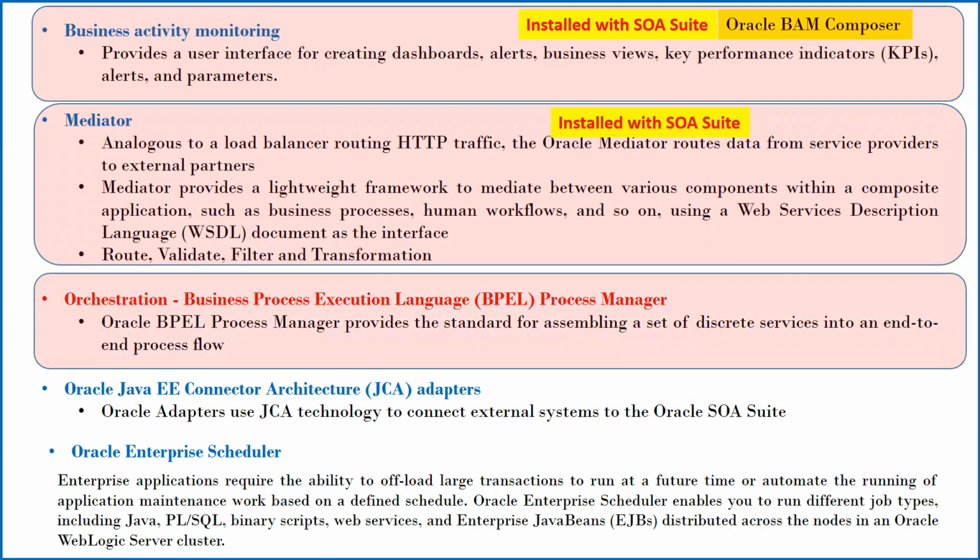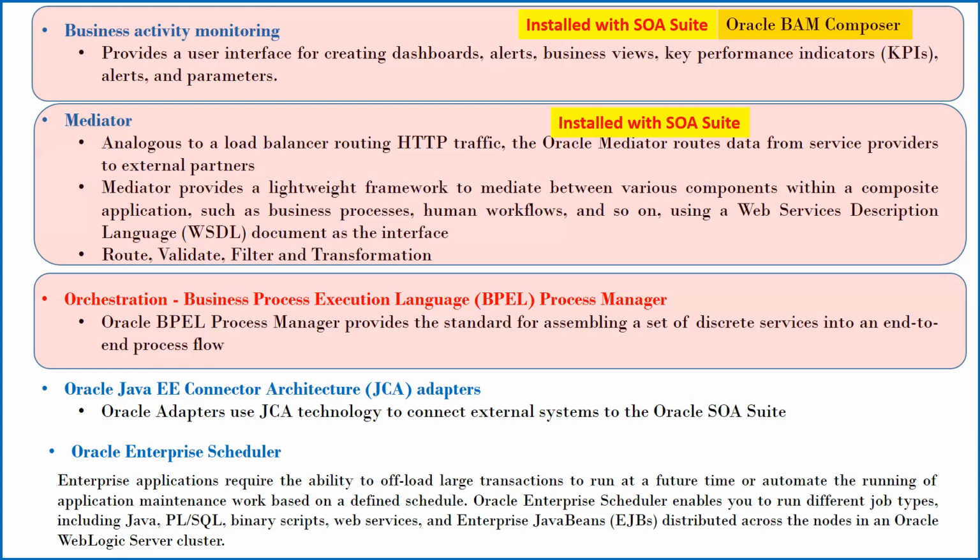Another component, which is the heart of your SOA, is called BPEL, the Business Process Execution Language Process Manager. Why is it called the heart? Because your SOA is an orchestration engine which integrates your multiple sources and multiple targets, right? That means you need a platform which can integrate your source and target. So BPEL is a framework in the SOA where we design the different kinds of integration.